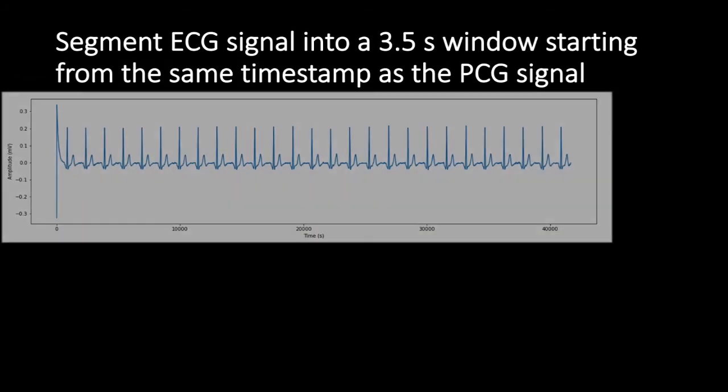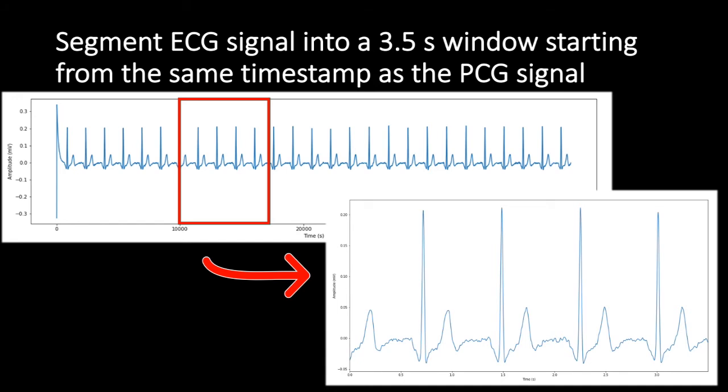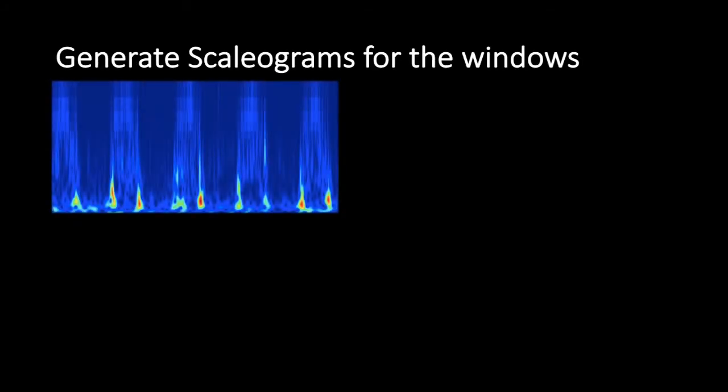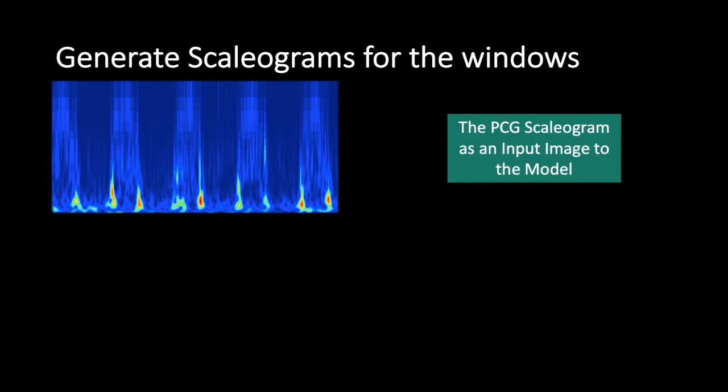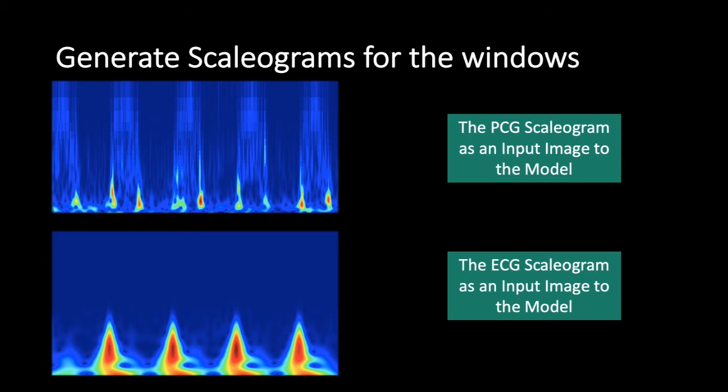The same timestamp is taken for the ECG signal, and the same 3.5 second window will be selected for the ECG signal as well. For these two segments of waveforms, we generate the scalograms with the parameters which are described in the full report.